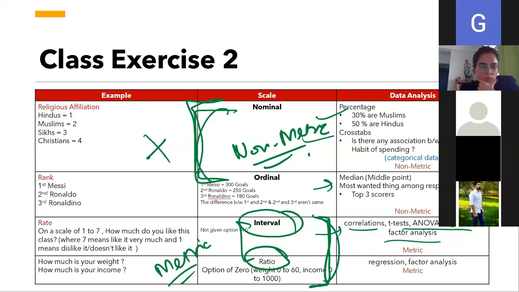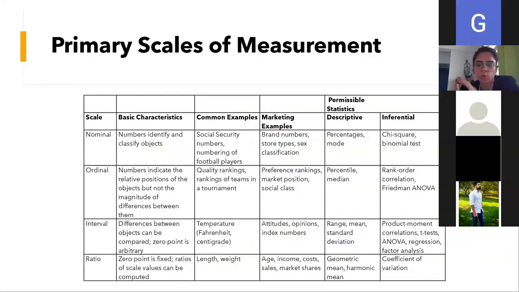Okay, so you can go through all these things. What all can you do? What is chi-square test? You can do cross tabs and then you can do chi-square. What is chi-square test?